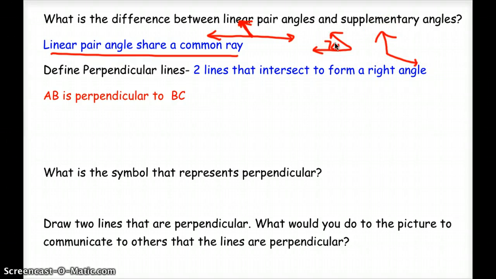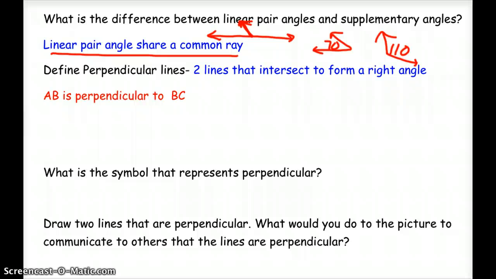This could be 70, this could be 110. So yes, every linear pair has supplementary angles, but not every supplementary angle is going to be a linear pair. Define perpendicular. Perpendicular lines are two lines that intersect to form right angles.